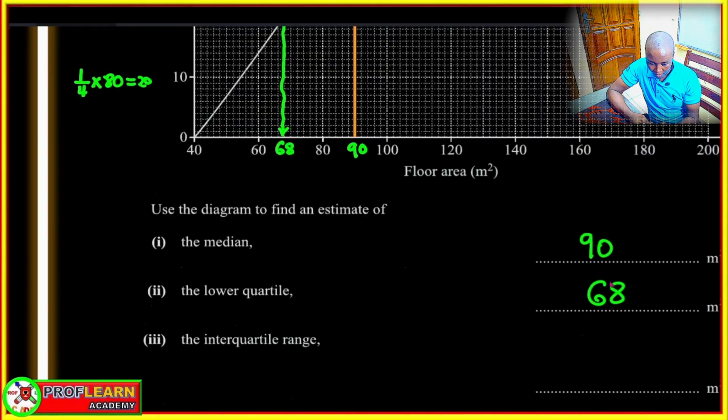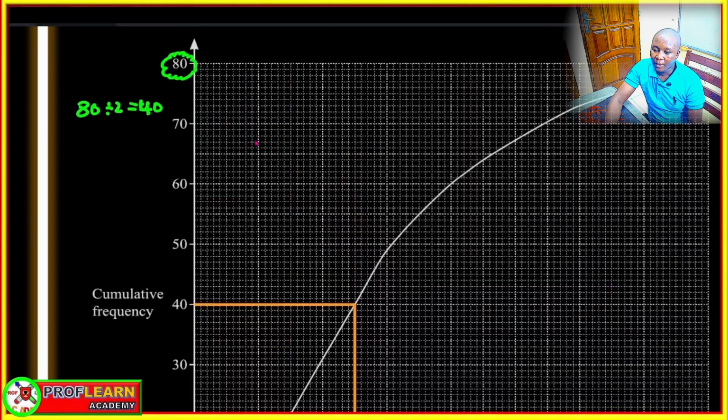need to remember the concept that interquartile range is equal to upper quartile minus the lower quartile. And upper quartile is obtained from 3/4 of the total data. So that is going to be 3/4 times 80. And if you work it out, you'll get the upper quartile. And the upper quartile in this case is going to be at 65.